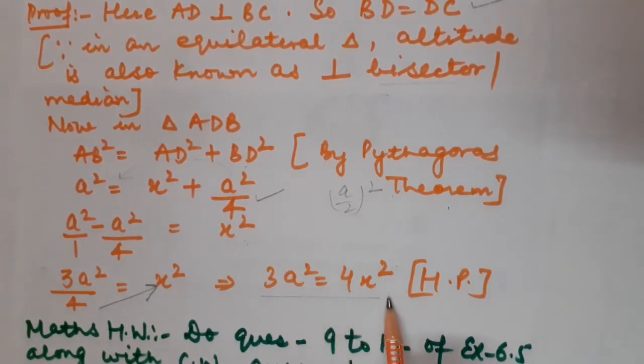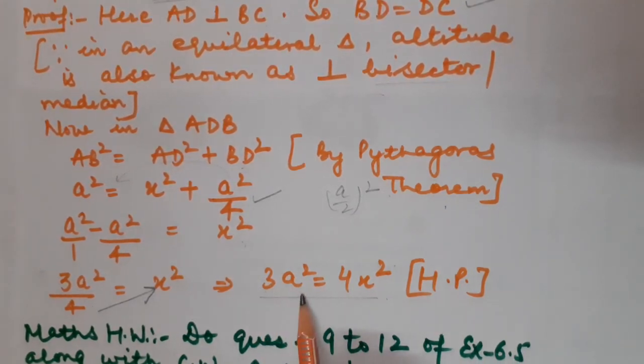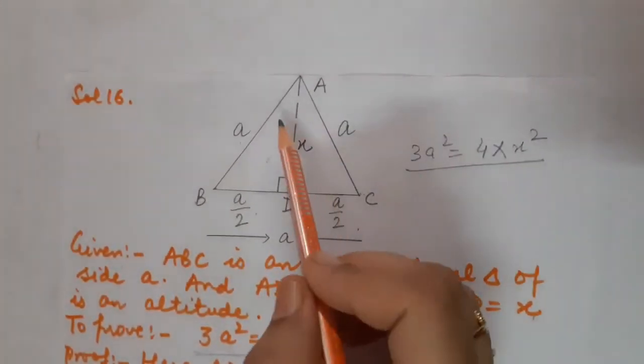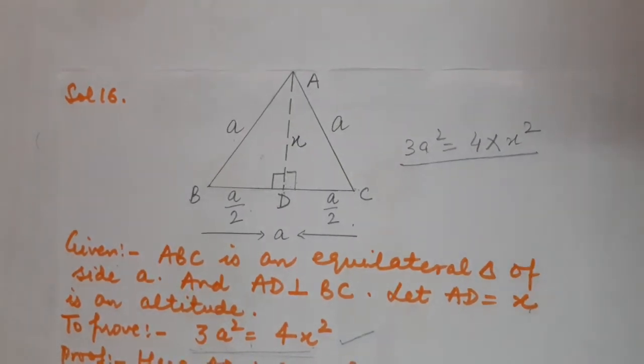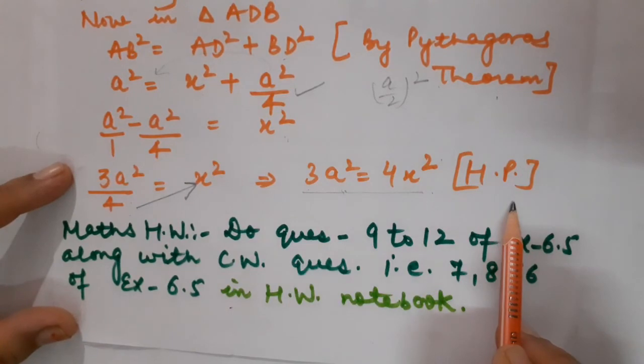What is this actually in the form of a statement? That 3 times the square of one side of an equilateral triangle is equal to 4 times the square of one of its altitudes. Got it? So hence proved. So that's it for the day, children.